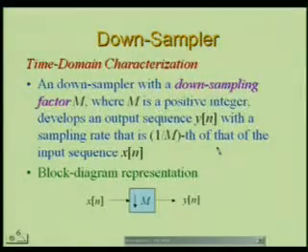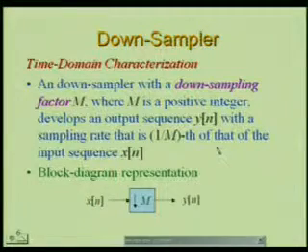If you try to do some research in this area, and if you want to produce some research articles, you should provide both time and frequency domain characterization for the filter that you have developed. So, time domain characterization is important. So, you should know the time domain characterization of a downsampler first.